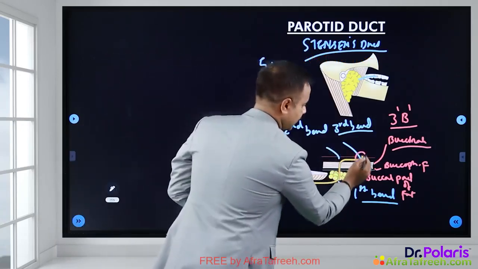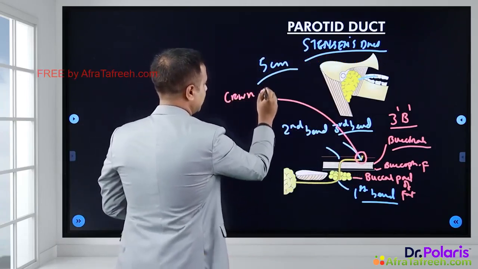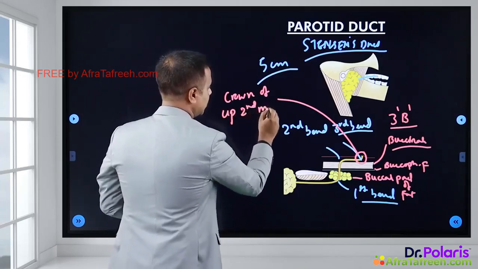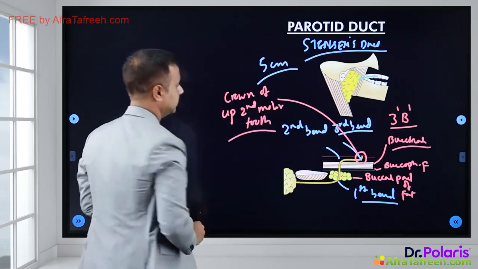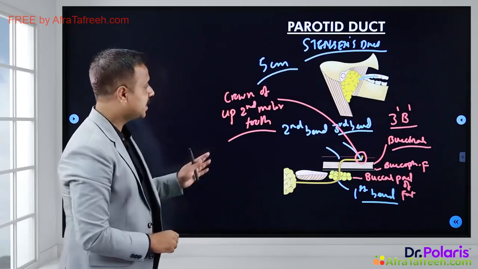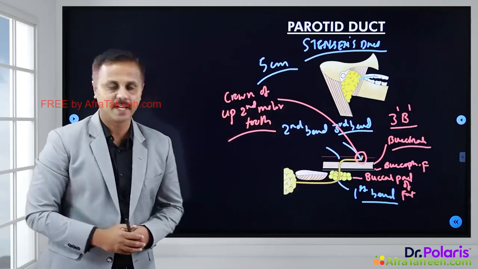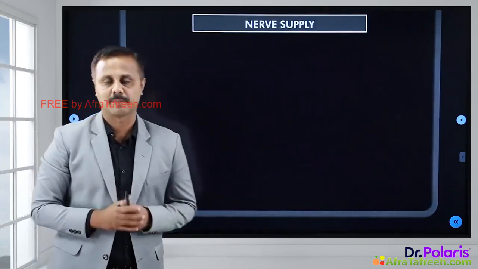So remember, this opening is at the crown of the upper second molar tooth. Right? This is regarding the anatomy of the parotid duct. Fine. Once we have learned this, let's focus on the nerve supply.